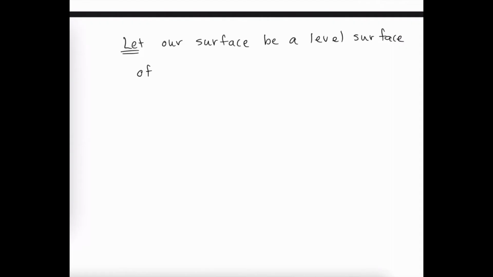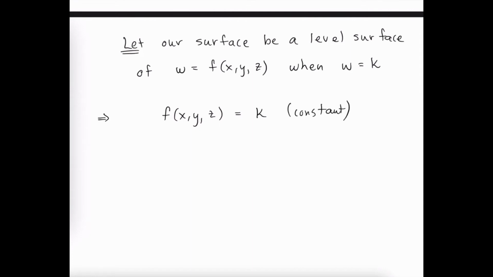Let's let our surface be a level surface of the four-dimensional function when the range element w is equal to some constant k. In other words, our surface equation can be rewritten as f at x, y, z has an output that is this k constant value. Now, let's differentiate both sides of this equation with respect to the parameter t. Since k is a constant, this right-hand side is just going to be 0.